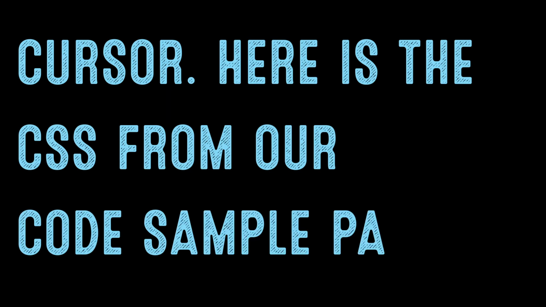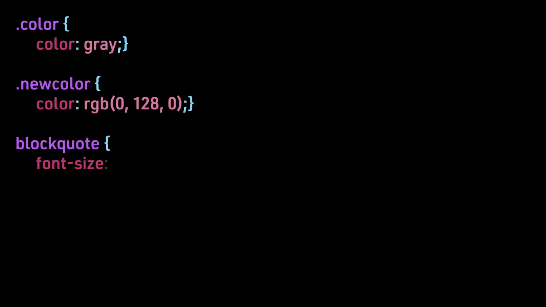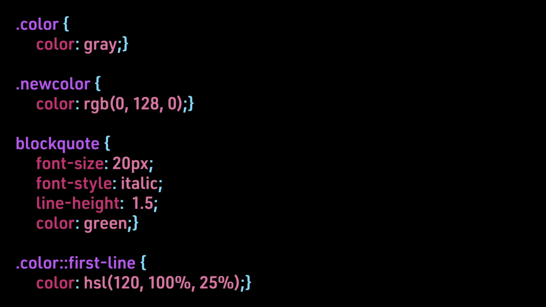Here's the CSS from our code sample page. Color: gray. New color: color rgb 0, 128, 0. Blockquote: font-size 20 pixels, font-style italic, line-height 1.5, color green. First-line: color hsl 120, 100%, 25%.